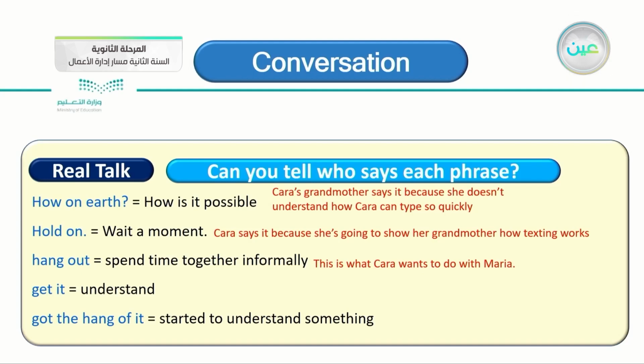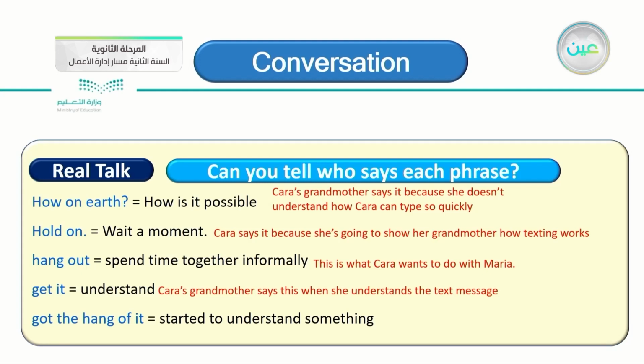Get it. When you say I get it, it means I understand. To get something here, when you say I get it, it means that I understand. It's very obvious here who says I get it. Yes, that's correct. It's the grandmother. Kara's grandmother says this when she understands how texting works. When she understands how texting works, she said to her grandchild, yes, I get it.